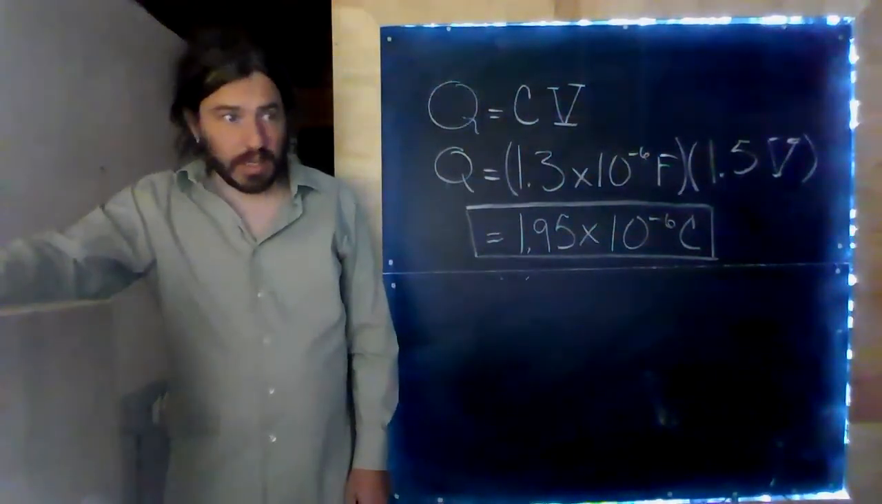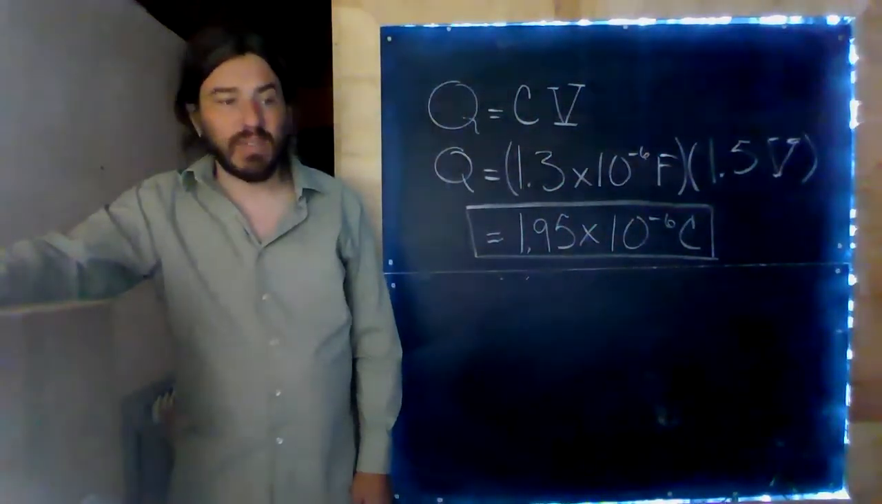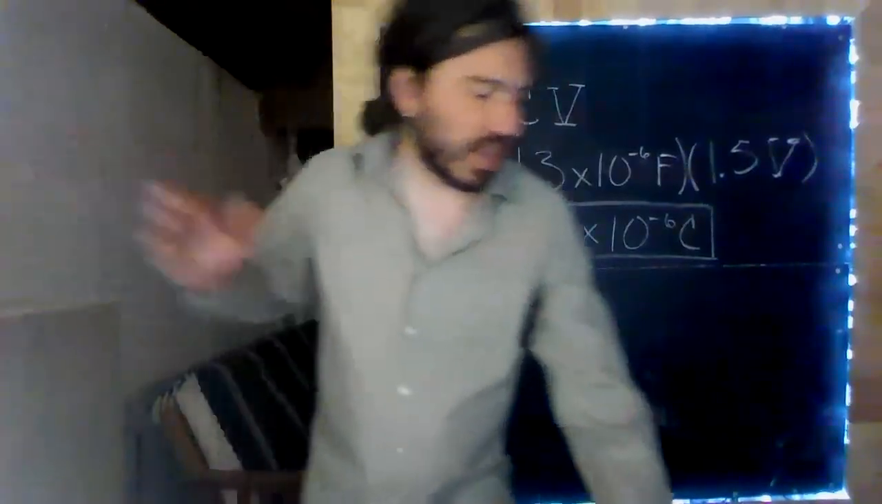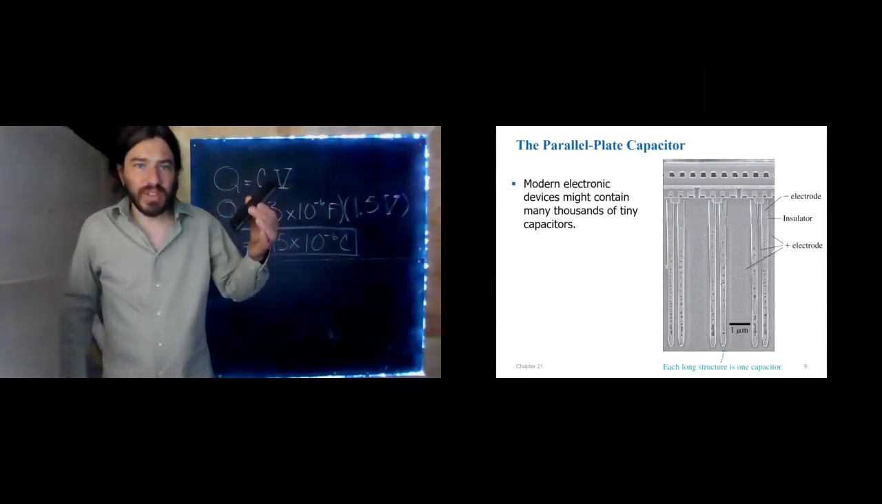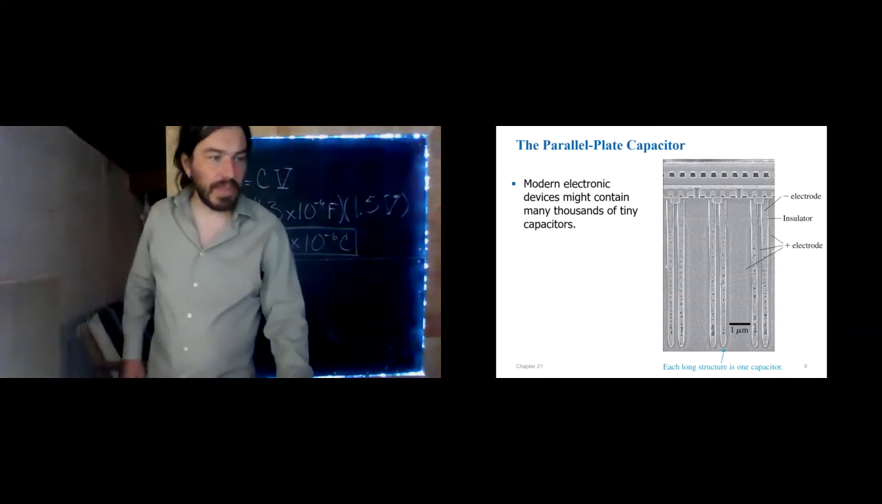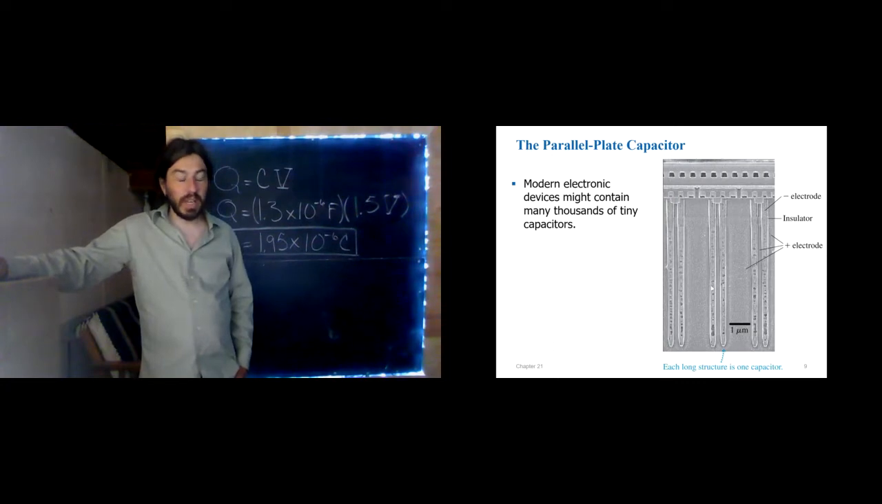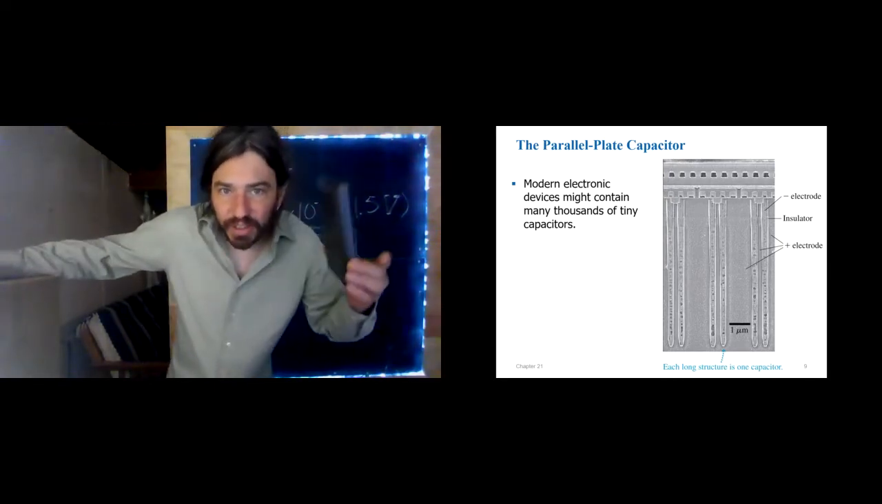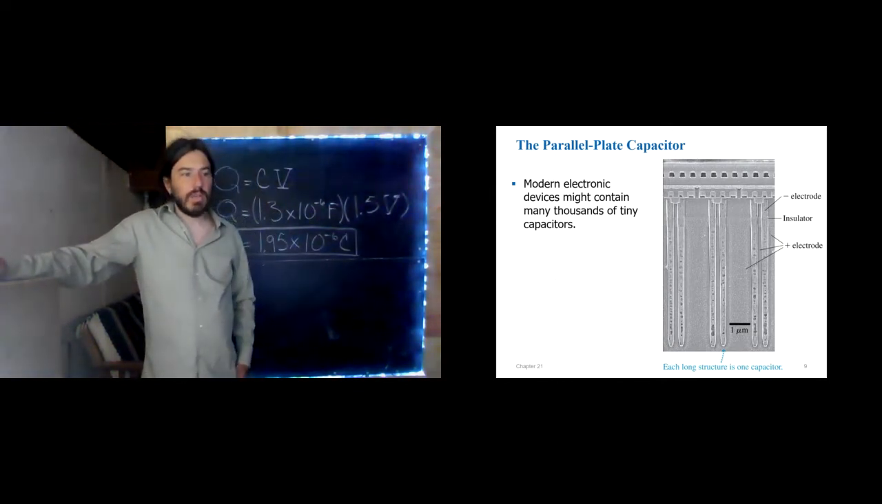Capacitors are everywhere. Modern electronic devices might contain many thousands of capacitors. Your cell phone probably holds hundreds of thousands of capacitors. Here's a zoom in of what a capacitor might look like in an actual integrated circuit, which is just a tiny, tiny little electronic device, which might be in your cell phone or your calculator or your computer. Any electronic device really is going to have some capacitors in it.